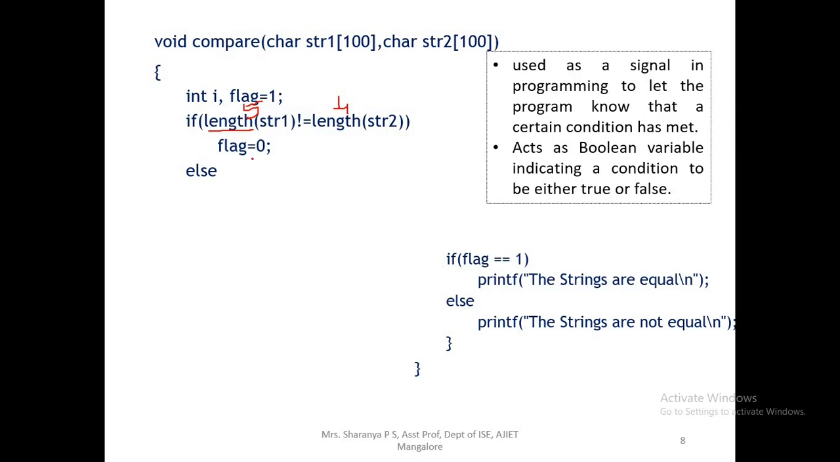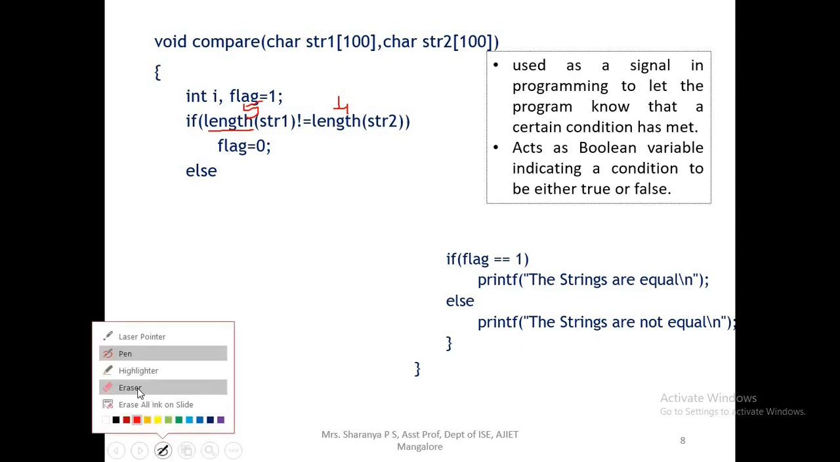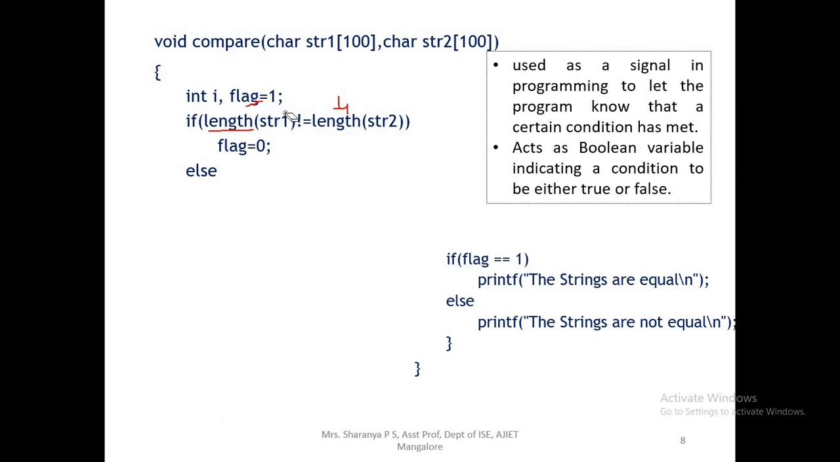In this case, what is the flag value? It is nothing but 0. So what is the statement? It is going to be matched. Else case, that is, strings are not equal. If the length of the strings are not equal, then it directly prints as the strings are not equal. Suppose if the length of the strings are matching, then it moves on processing with the character by character matching.